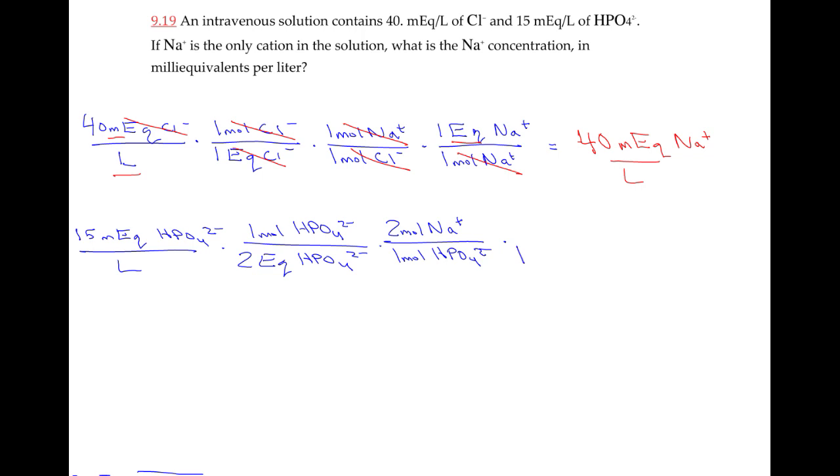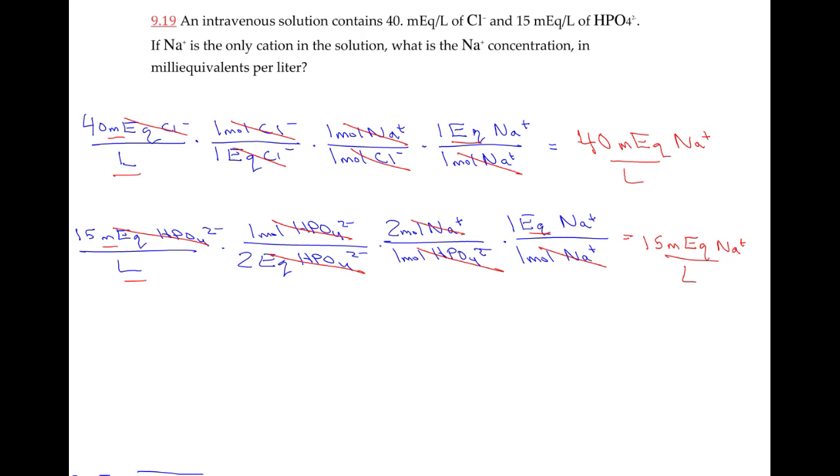And then the last conversion factor I'm going to need is 1 mole of sodium ions has 1 equivalent of sodium ions because the charge is 1. So same thing as I did before. I can see that equivalents of hydrogen phosphate are going to cancel out, moles of hydrogen phosphate, moles of sodium, and I'm left over with milliequivalents of sodium per liter. So I have 15 divided by 2 multiplied by 2, so I end up with 15 milliequivalents of sodium per liter, like that.